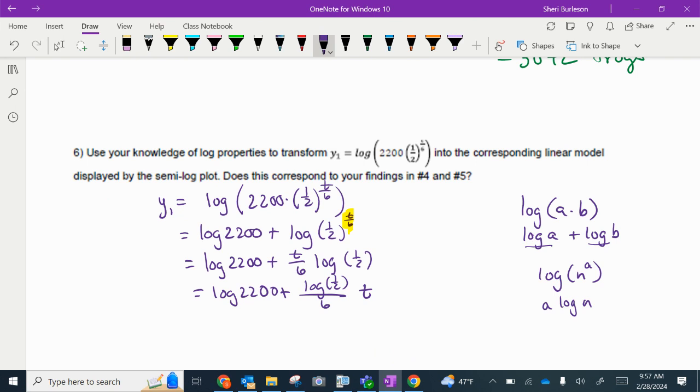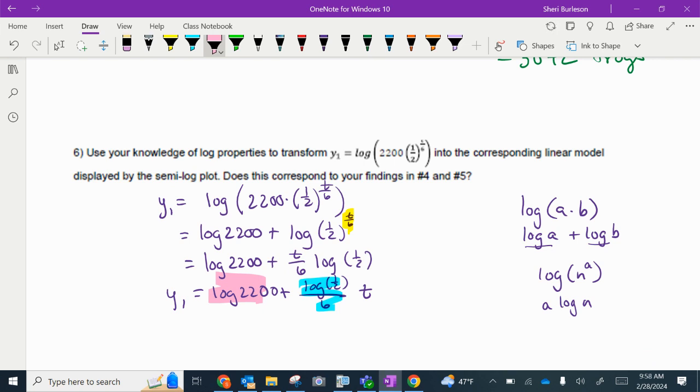So if I'm not mistaken, y1 looks like a slope and a y-intercept. You see that I've converted it into linear. We might need to know that, though not on the in-class.